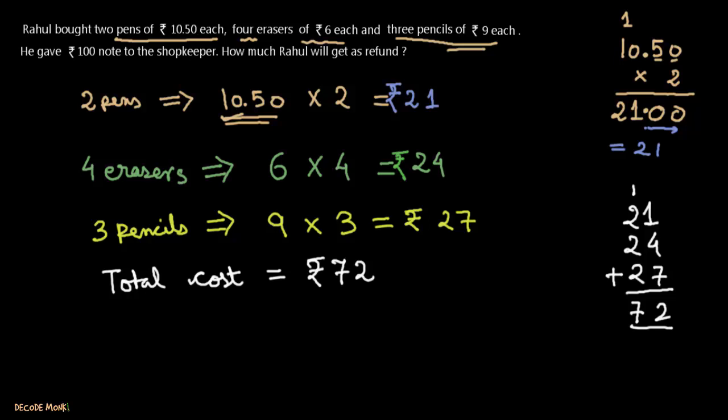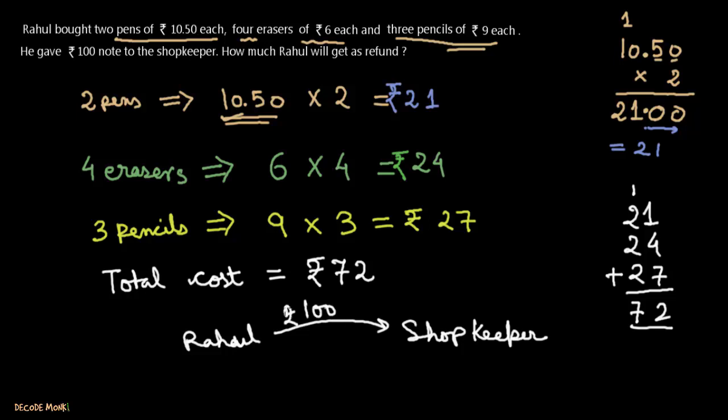Rahul gave a rupees 100 note to the shopkeeper, maybe because he does not have exact 72 rupees, and hence Rahul may have given a rupees 100 note to the shopkeeper, but Rahul is liable to pay only rupees 72 because the cost of all these three items which he bought is 72. Therefore, Rahul is liable to pay only rupees 72. But because Rahul did not have exact 72 rupees, he gave rupees 100 to the shopkeeper.